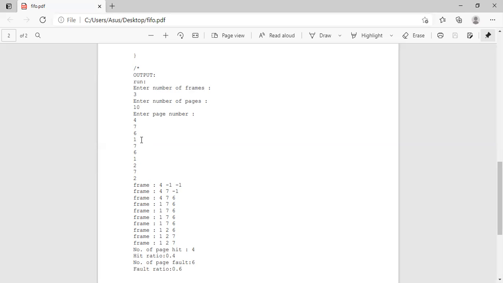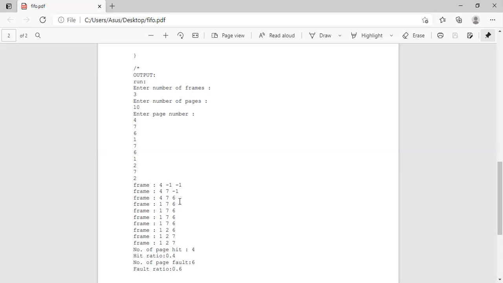Now next one is 1. 1 is the next page which we are going to insert in a frame. We insert 1 in place of 4, because 4 was the first page which arrived. Now next page is 7. 7 is already in the frame, so we can say it's a page hit.